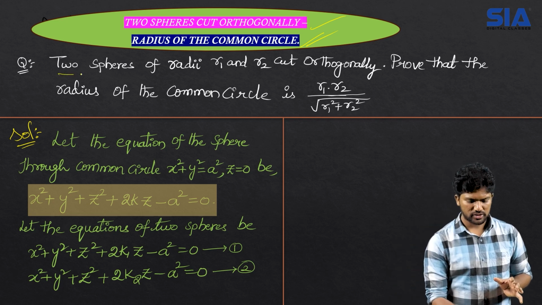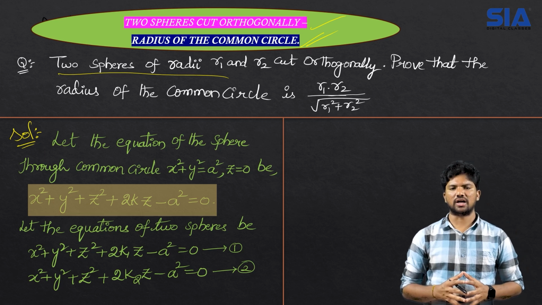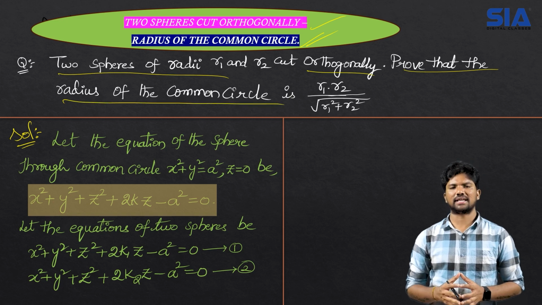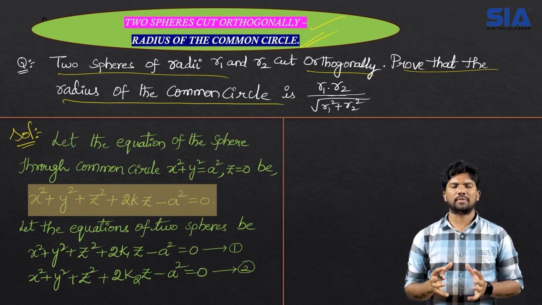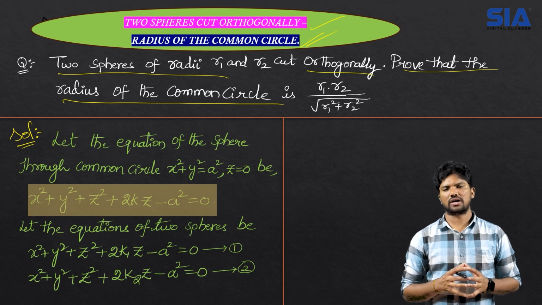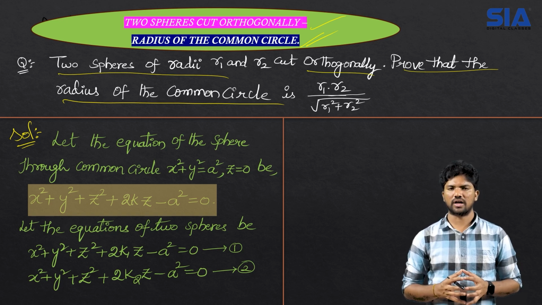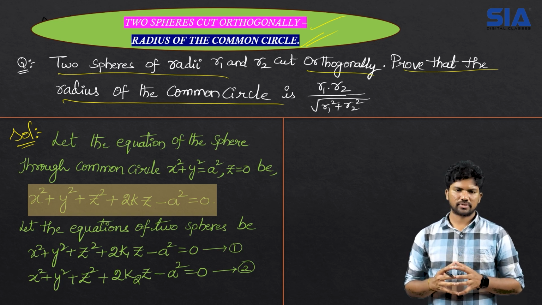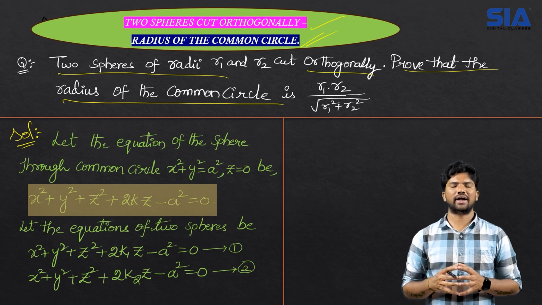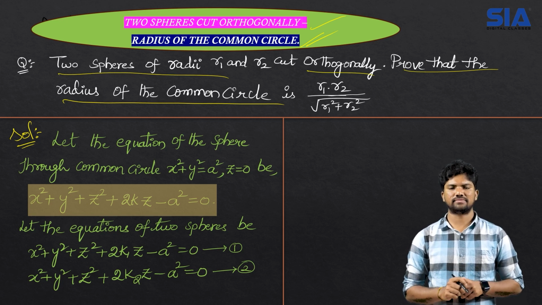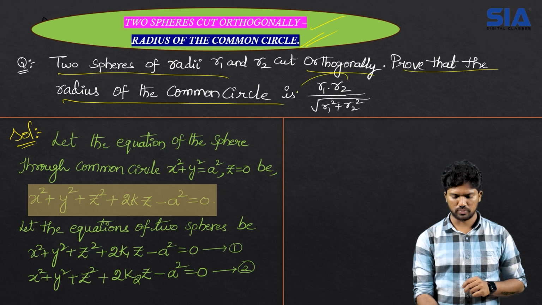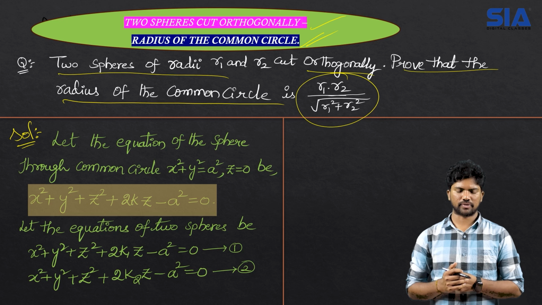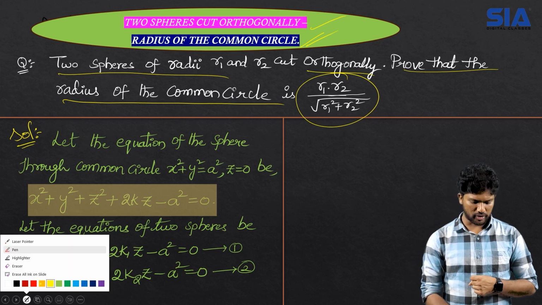First of all, see the question. Two spheres of radii r1 and r2 cut orthogonally. Then prove that the radius of the common circle is r1 into r2 by under root of r1 square plus r2 square. Okay, this is the problem we have to show. Whenever two spheres are orthogonally intersecting, we have to find the common circle radius value. That common circle radius we have to prove as r1 into r2 by under root of r1 square plus r2 square. Very easy and important problem.